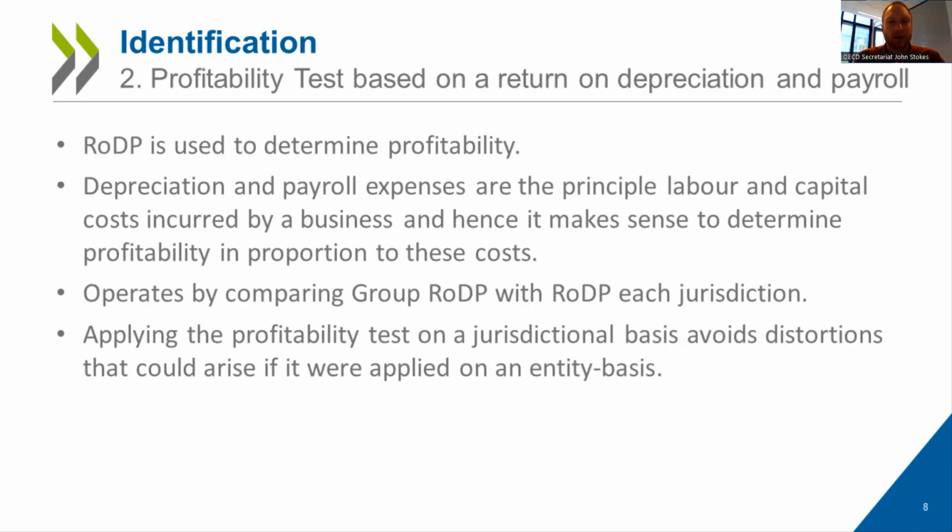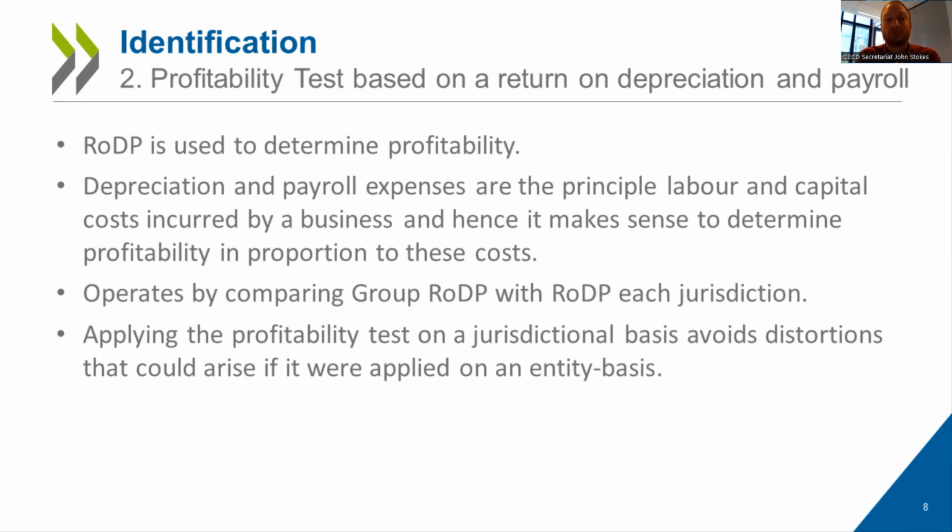So the next part of our approach, once we've applied the de minimis rule and identified the jurisdictions that might be required to eliminate double taxation, the second part of the approach to identification of those jurisdictions is to determine, okay, well, now we have this group of jurisdictions, how do we think about profitability? Because those that are the most profitable are required to eliminate double taxation. And as I mentioned before, return on depreciation and payroll is used to determine profitability. Stephen will talk about the definition of depreciation and payroll in a moment.